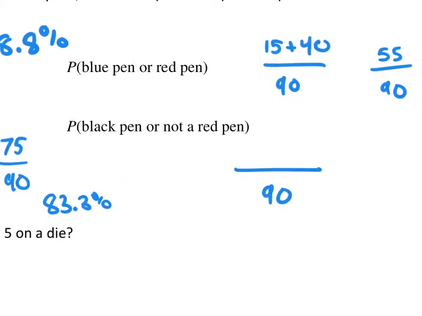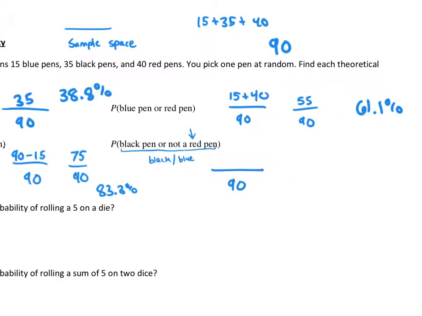Sometimes you can think about these and summarize it. So if we're thinking about black pin or not a red pin, really that just means we want a black pin or a blue pin, because there's only 3 options, right? So this is really, what about black and blue? Because if I draw a blue pin, it satisfies the not a red pin option. So sometimes it's helpful to think about what the event is really asking you before you go to calculate.